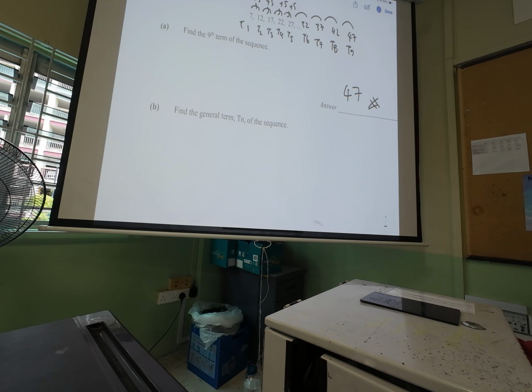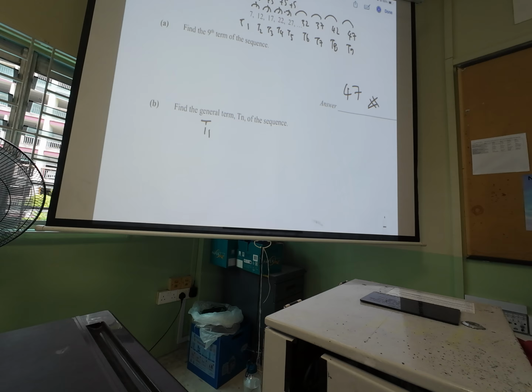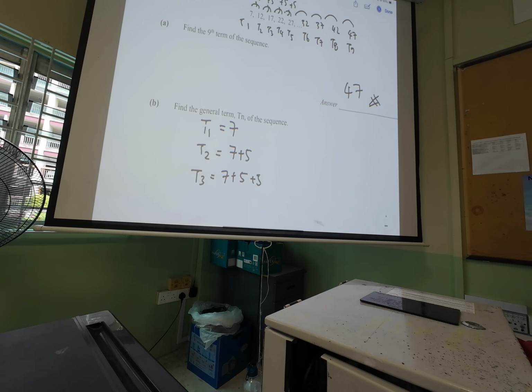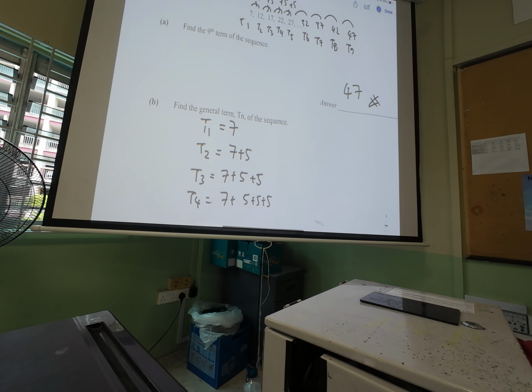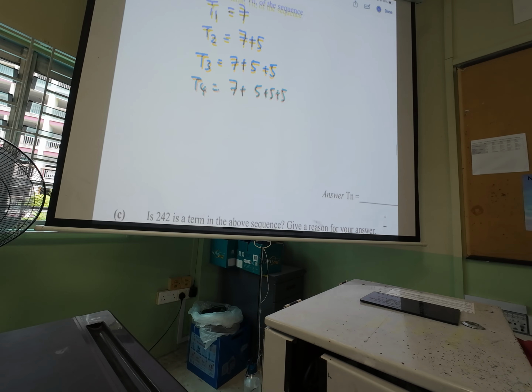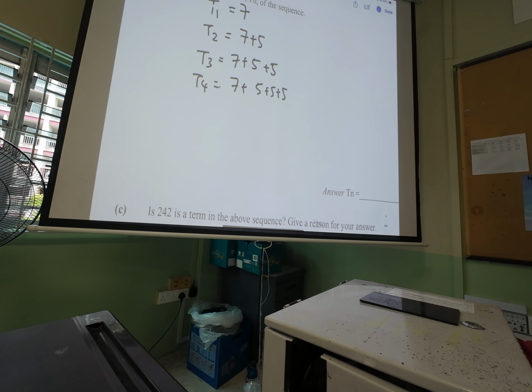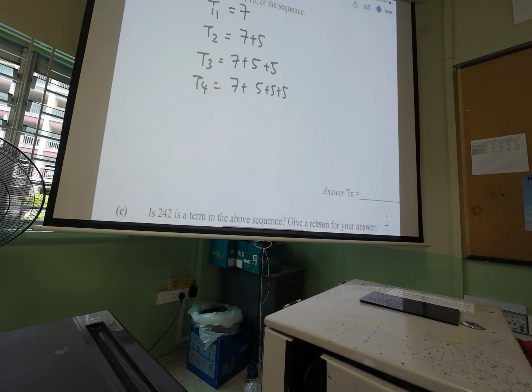Okay. General term. This one is the more difficult one. So I don't remember formula. I will write down. Term 1 is 7. Term 2 is 7 plus 5. Term 3 is 7 plus 5 plus 5 again. Term 4 will be plus 5 plus 5 plus 5. Then I try to identify a pattern. The pattern is I keep adding 5. And how many 5s I add?